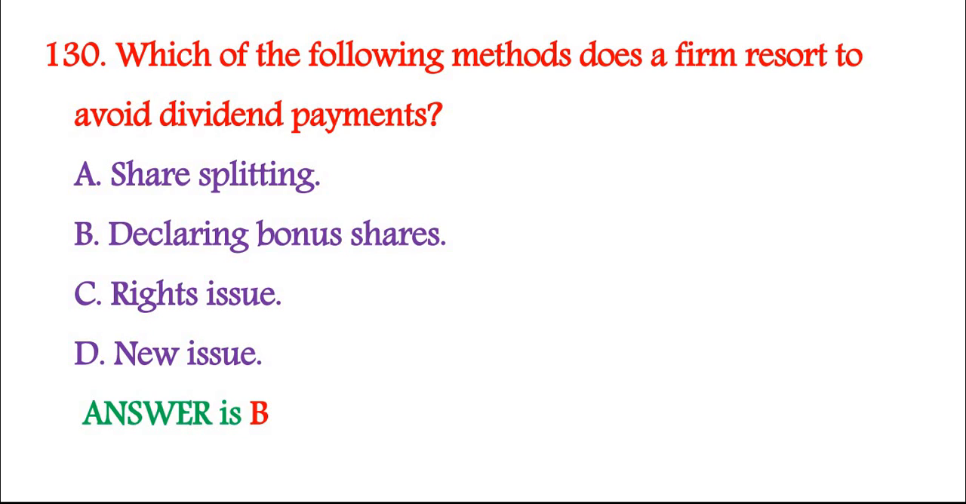130. Which of the following methods does a firm resort to avoid dividend payments? A. Share splitting. B. Declaring bonus shares. C. Rights issue. D. New issue. Answer is B.